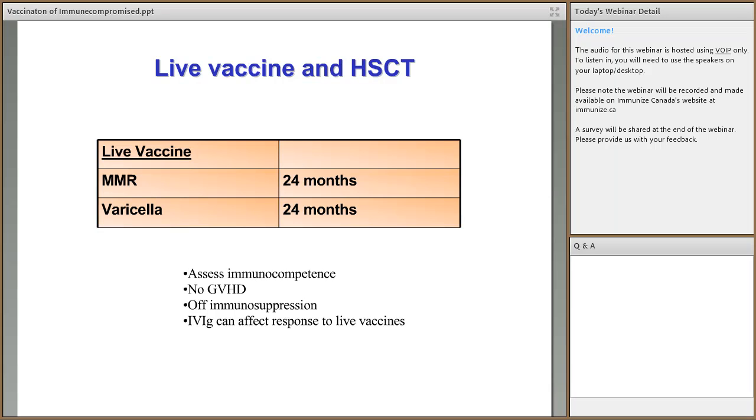For live vaccines, they can generally be given at 2 years post-transplant. And it's important to get the hematologist involved if giving live vaccines to make sure that they believe the person is immunocompetent now. There's been no graft versus host disease. They're completely off their immunosuppression, and they've stopped getting IVIG, because some of these patients do get monthly IVIG for a long, long time, and this can actually affect response to live vaccines.